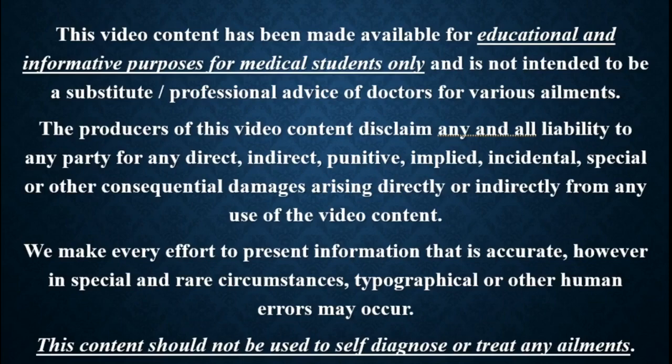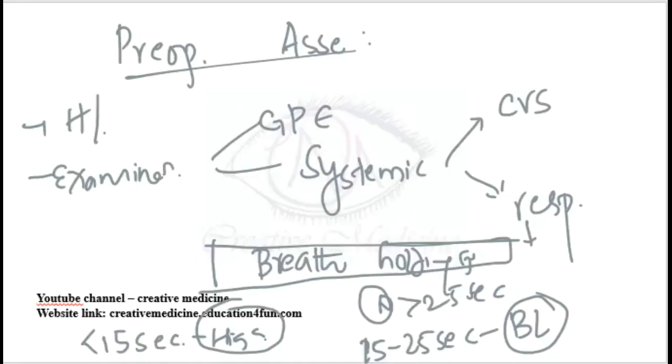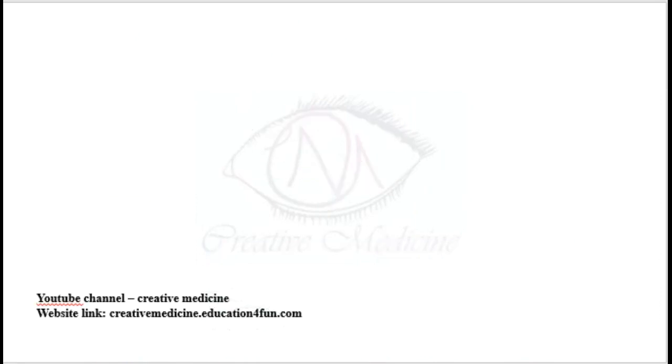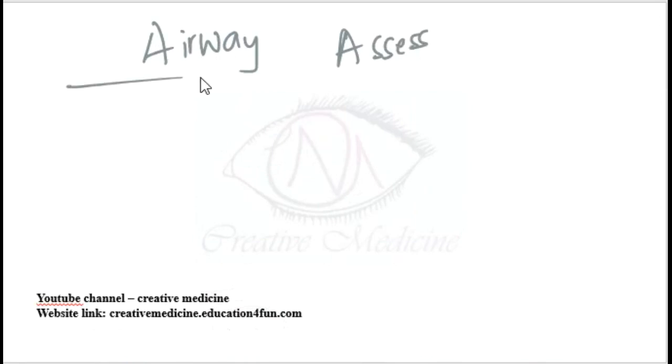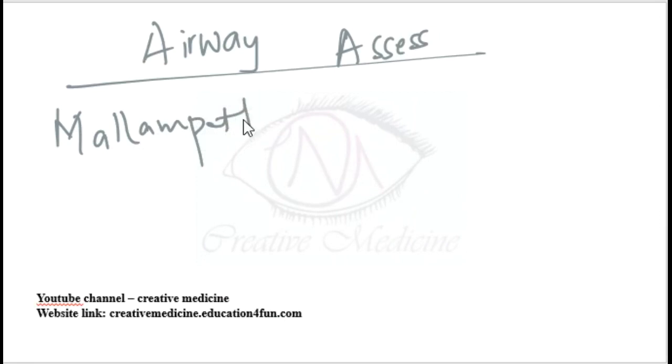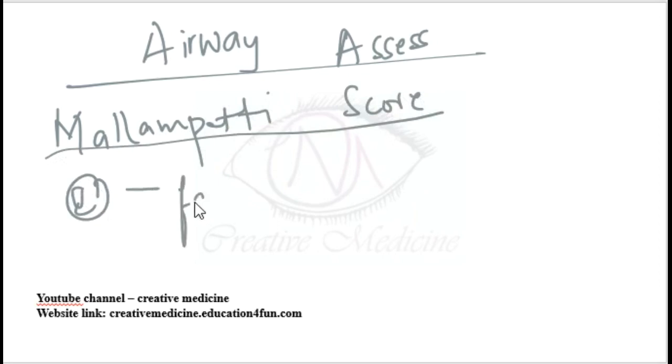In this lecture, we will learn about assessment. Airway assessment is done by Mallampati scoring. With the help of Mallampati scoring, we will assess the mouth opening. Structures seen in Mallampati scoring include faucial pillars, uvula, and soft palate.